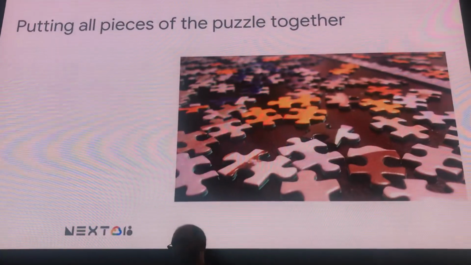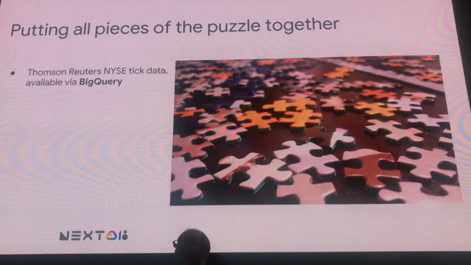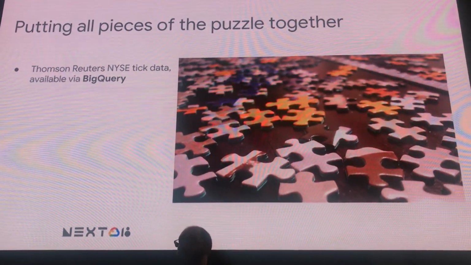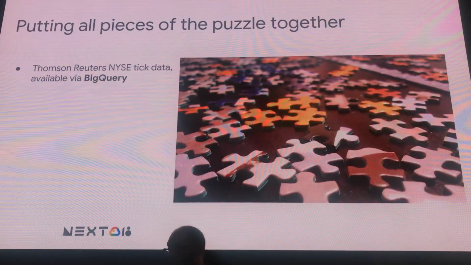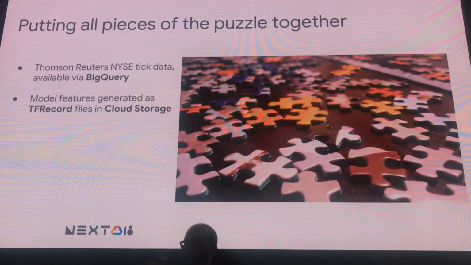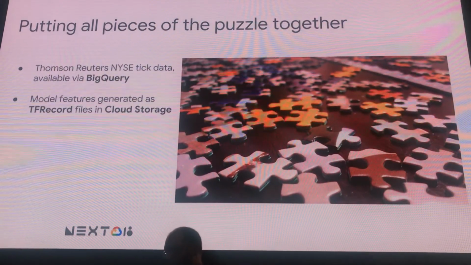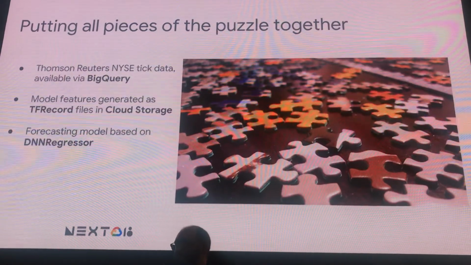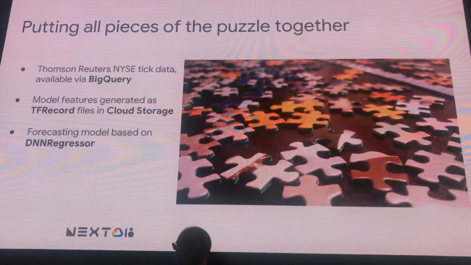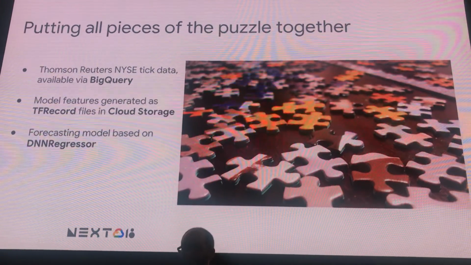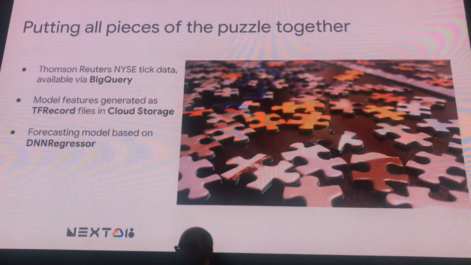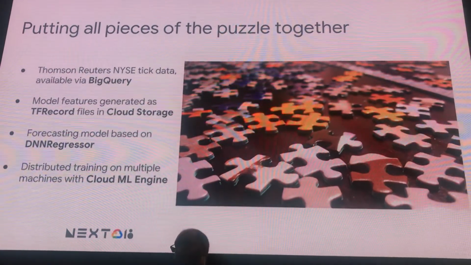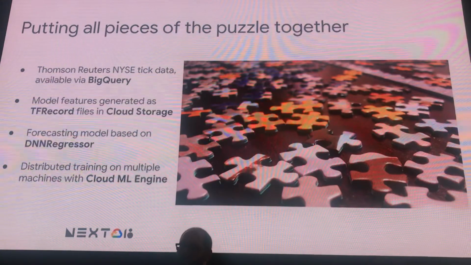So, the wrap up. What have we accomplished? We have shown how to build model features using Thomson Reuters data in Google Cloud using BigQuery. We have looked at how to serialize input features into TF record files in cloud storage. We have seen how to construct linear regressors and build and train the models locally. And we have seen how to train the model as a scalable distributed application using Cloud ML Engine with multiple workers.